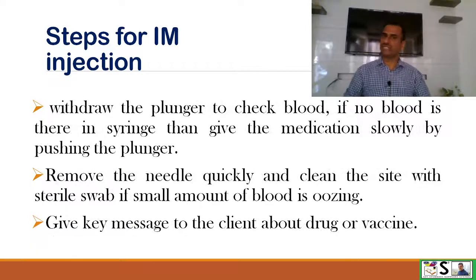for intramuscular injection. After inserting the needle, withdraw the plunger to check whether there is blood in the syringe or not. If there is no blood, it means it is in the muscle, and then give the medication slowly by pushing the plunger. Remove the needle quickly and clean the site with a sterile swab if a small amount of blood is oozing. Now give a key message to the client about the drug or the vaccine which is given.